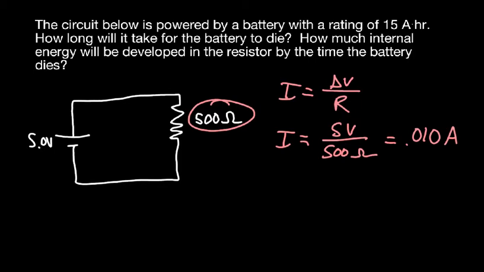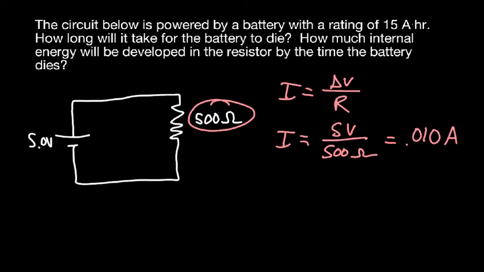Okay, now you could probably do a little mental math here. If it were 1 amp, it would last for 15 hours. If it were 1/10 of an amp, it would last for more time, since it's less current. So it'd be 150 hours there. And if it's 1/100th of an amp, like this one is, that'd be 1,500 hours.